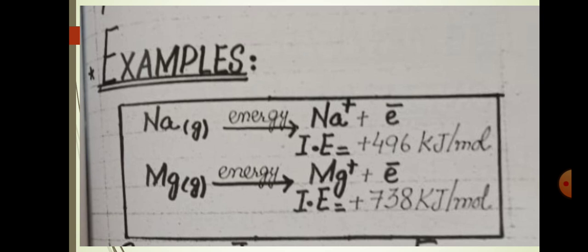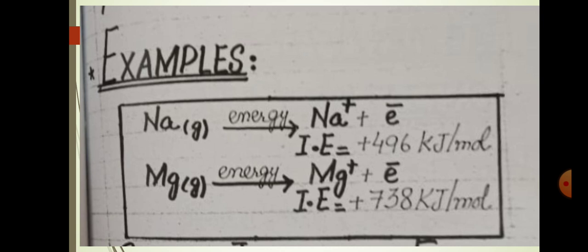So when we give that energy, in that atom the valence electron is removed and forms a positive ion, Na+ plus an electron. For that purpose we require energy of about +496 kilojoules per mole.